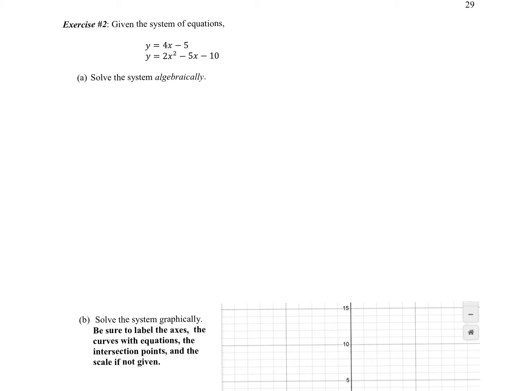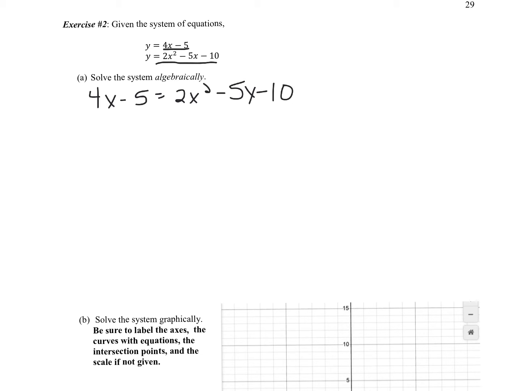So in some ways this next problem is easier and in some ways it's harder. What makes it easier is I noticed both equations in my system are already solved for y. So I'm ready to just take those two y equals and set them equal to each other. So I have 4x minus 5 equals 2x squared minus 5x minus 10.